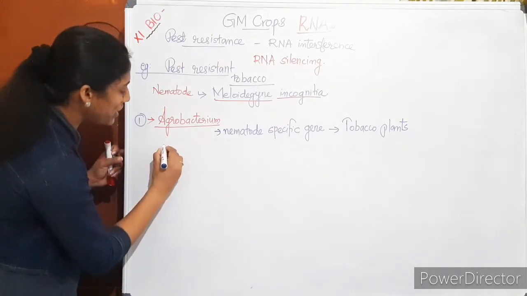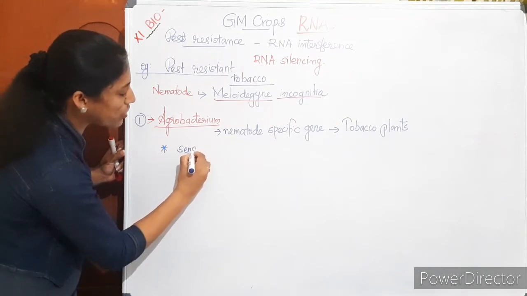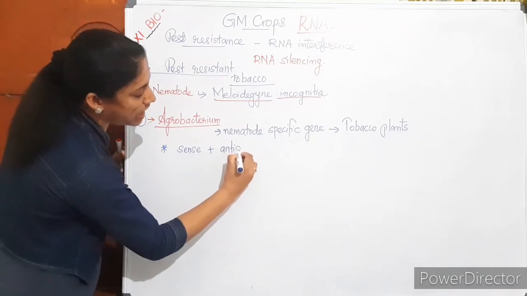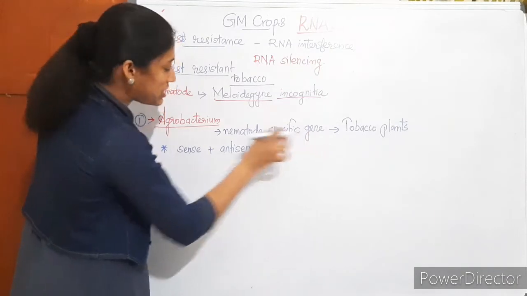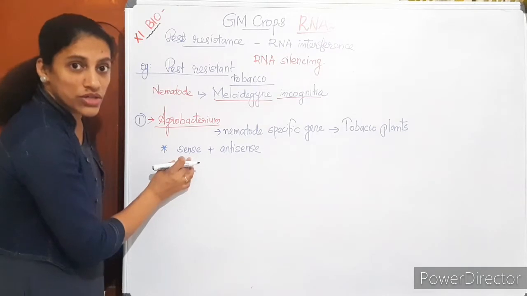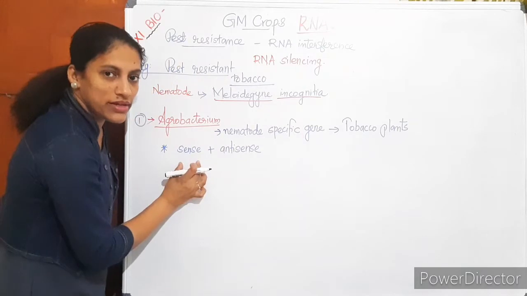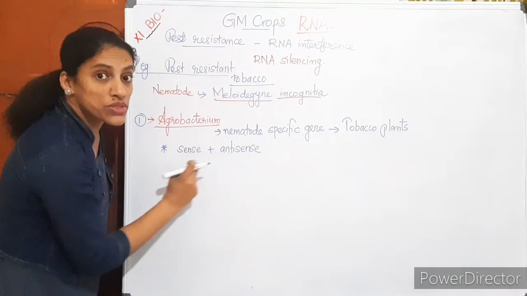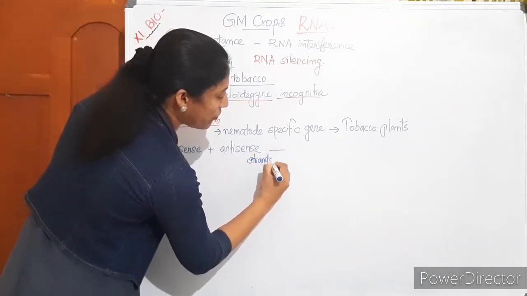Then, in this introduction, we provide conditions so that this nematode gene will produce both sense and antisense RNA. We should provide such conditions. By the time of its introduction, it is made sure that this gene will produce both. Normally, DNA will produce only one strand of RNA. Here it is made so that it will produce 2 strands of RNA.